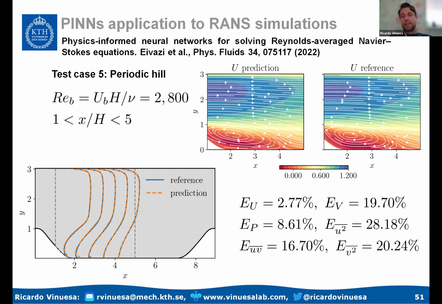The mean has a slightly higher error, about 3%, and the Reynolds stresses between 15 and 30%. Once again, this is a very challenging case with separation, and we can observe that our accuracy is still pretty good. So we are able to achieve a very good level of reconstruction, even in this very complex configuration with separation, which highlights the potential of PINNs in this complex area. Okay.